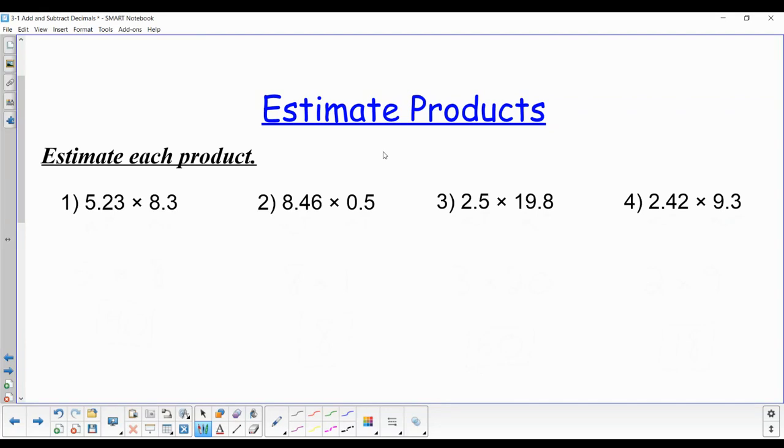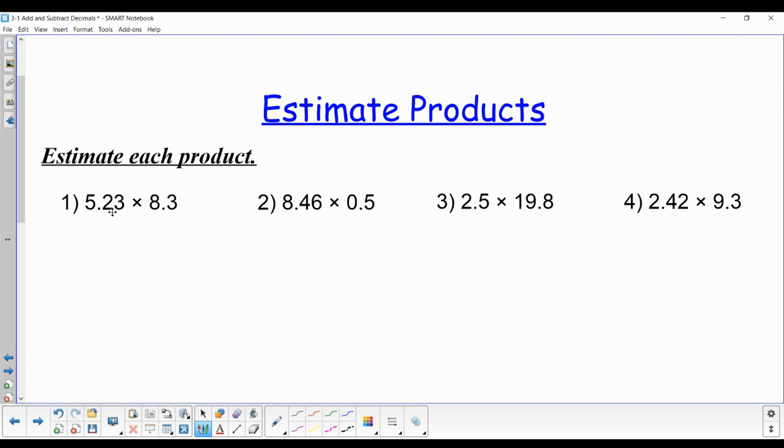Hello, in this video we are going to review estimating products. Estimating is basically making your best educated guess using some rules, and products are the answer to multiplication problems. So we're going to do these problems and estimate our best guesses at what the actual product is without actually doing the full multiplication. So we're being asked to estimate each product.